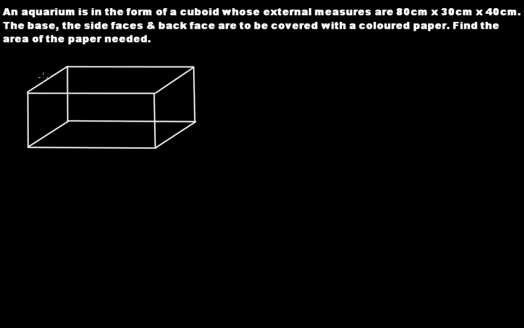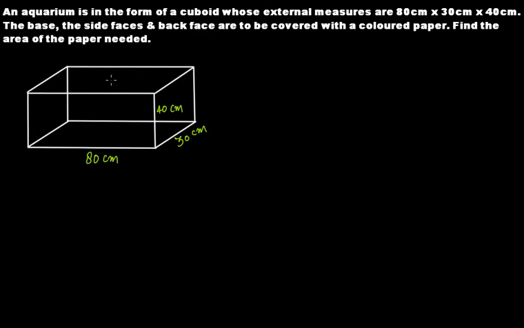Okay, so this is an aquarium which is of the cuboidal shape, and these are the measurements of the length, the breadth and the height of this cuboid. So what's the length here? 80 centimeter. What's the breadth here? 30 centimeter. What's the height here? That is 40 centimeter.